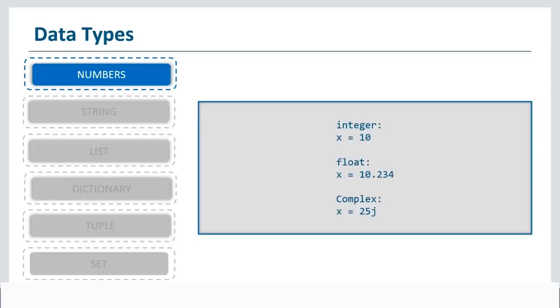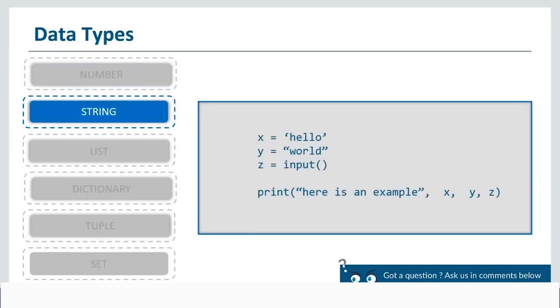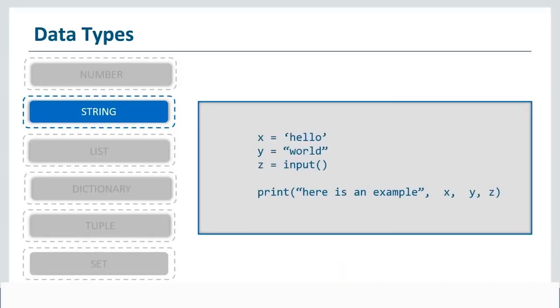Now let's quickly move on to string data type. String data type in Python is written in single or double quotes. As you can see here in the example that I have shown you, I have two variables x and y, and I have given them the string values hello and world. Now to access the string values, we use the square brackets with the index number.